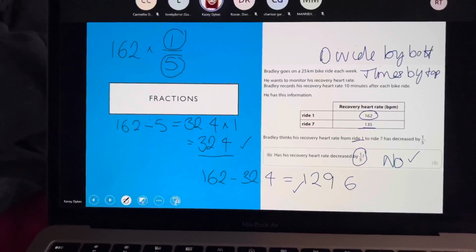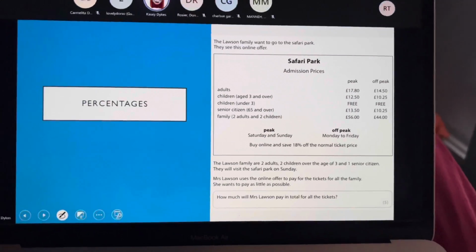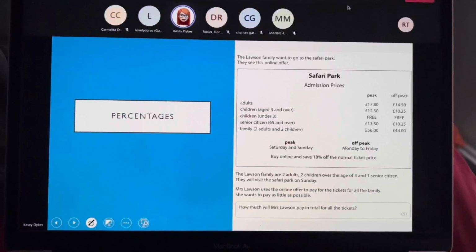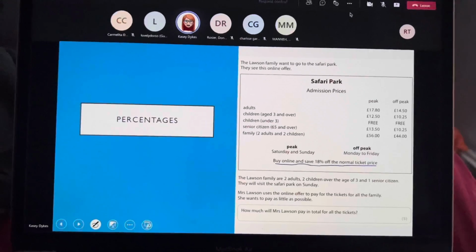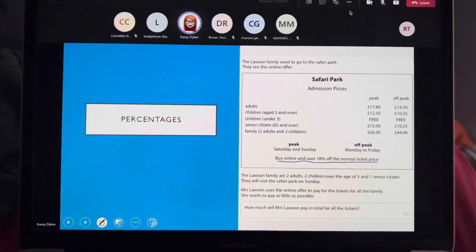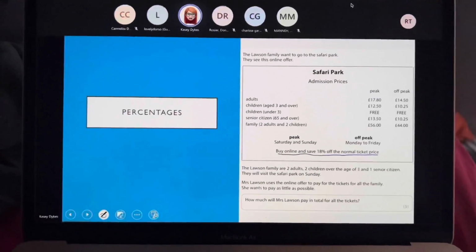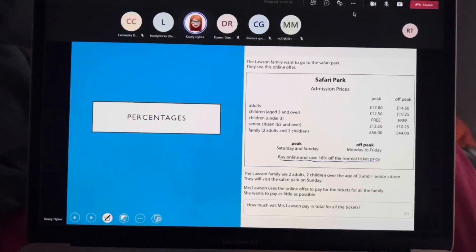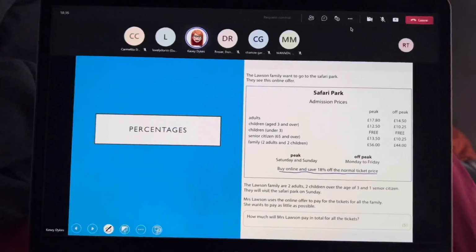Okay, let's look at the next one. So percentage question this time. The Lawson family want to go to the safari park and they see this online offer. The offer is this bit here: buy online and save 18% off the normal ticket price. They're a family of 2 adults, 2 children over the age of 3 and 1 senior citizen. They will visit the safari park on Sunday. Mrs. Lawson uses this online offer to pay for the tickets for all the family. She wants to pay as little as possible. You need to work out how much she will pay in total for all of the tickets.